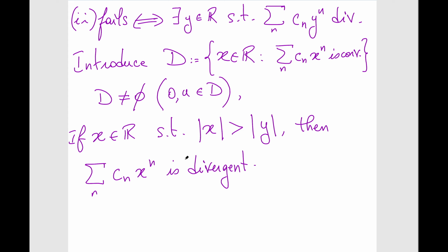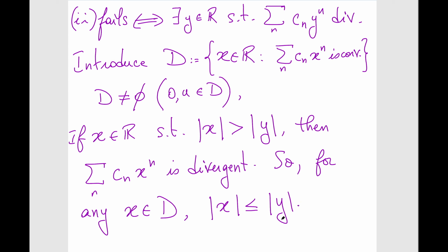All right, so what does it mean? It means if you take a number with absolute value bigger than the absolute value of Y, you get divergence. So for any X in D, any number you take in D, which means you have convergence for such a number, it cannot be bigger than the absolute value of Y, because if it were, that series is divergent. So an X in D must be less than or equal to the absolute value of Y. You agree with this? So we must have this.